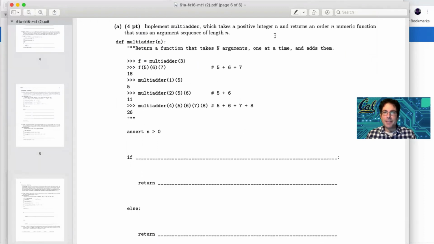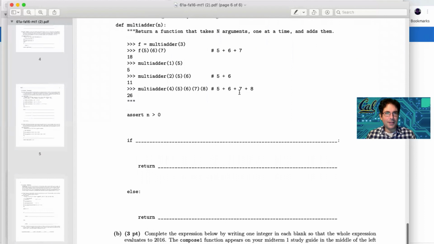Multiadder takes a positive integer n and returns an order n numeric function that sums an argument sequence of length n. So I guess this will sometimes return a function that returns a number. And it will sometimes return a function that returns a function that returns a number, for example, if n is 2. But it will never return a number because it's forcing n to be greater than 0. And so we have to pass it at least one thing to sum up.